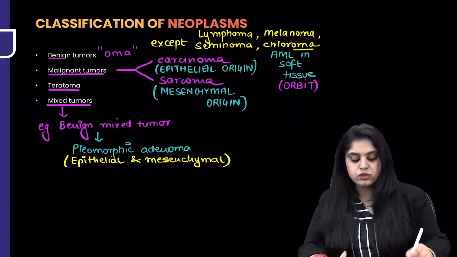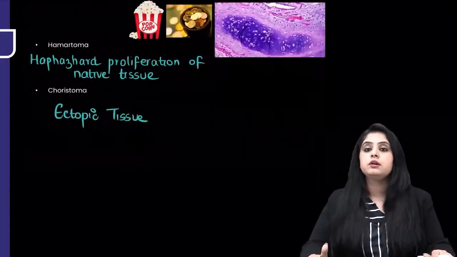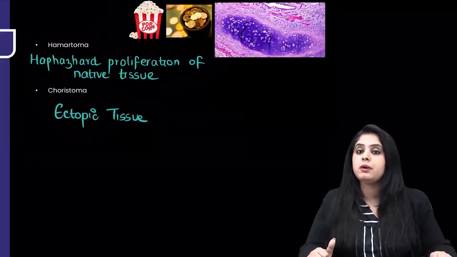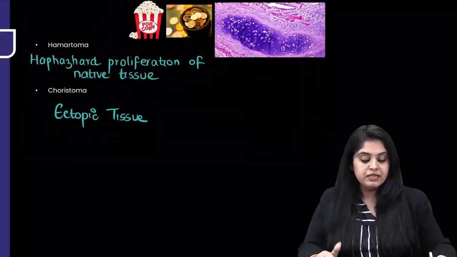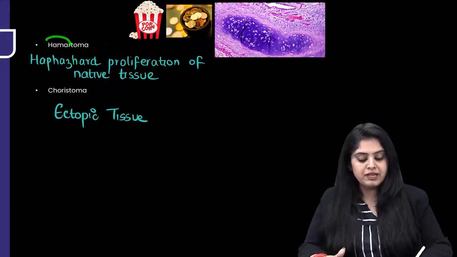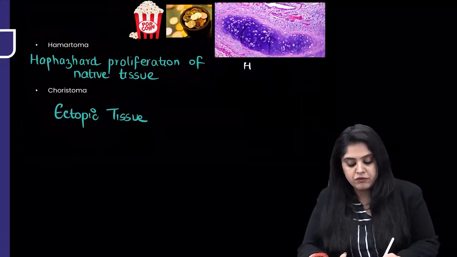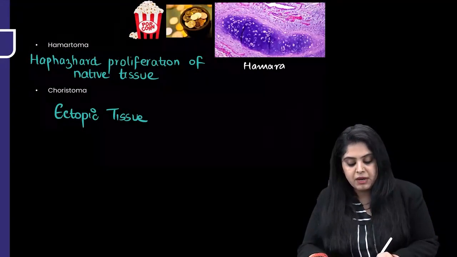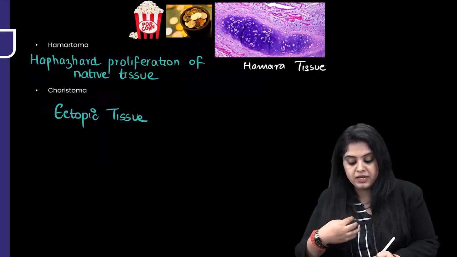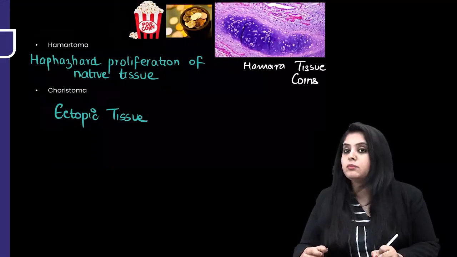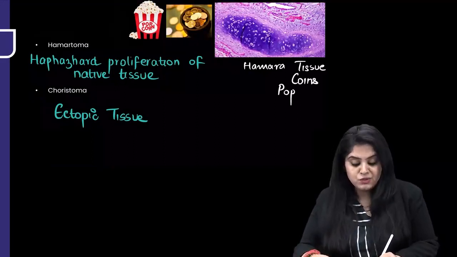The next thing I go on to: the classification is done, but there are two terms that require my attention. What is a hamartoma and what is a choristoma? First and foremost, hamartoma has everything hamara. I'll remind you of your mnemonic once again. Hamara means everything is my own. Hamara tissue, hamara money, so my money, and if I pay, then I get to eat the popcorn.